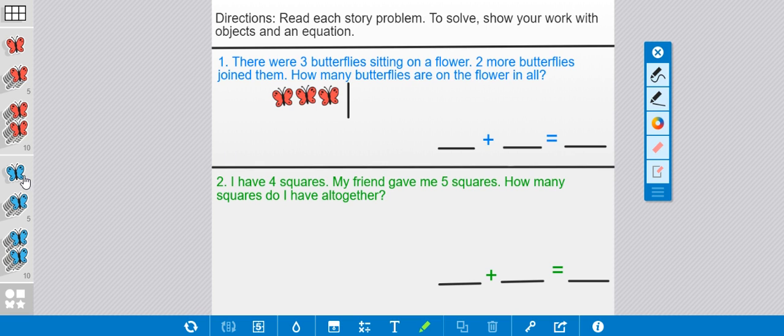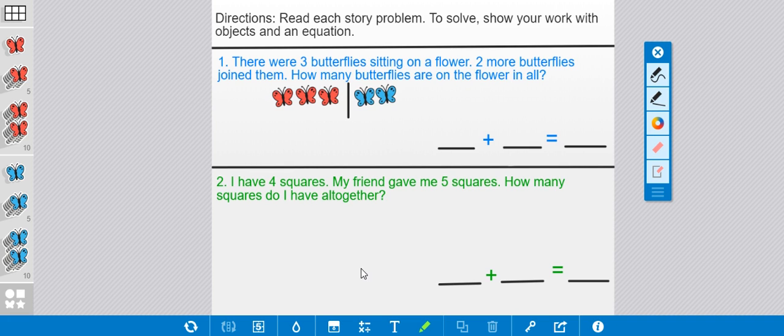So let me get my blue butterflies. And again, if you were in the classroom doing this, you would not be drawing butterflies because that would take too long. So here's my 2 more butterflies. So now I have to make an equation to show my 3 butterflies and my 2 butterflies. So on my first line, I am going to show 3 butterflies.